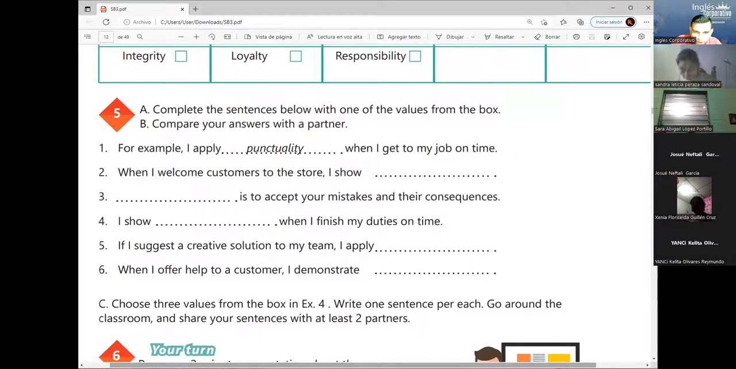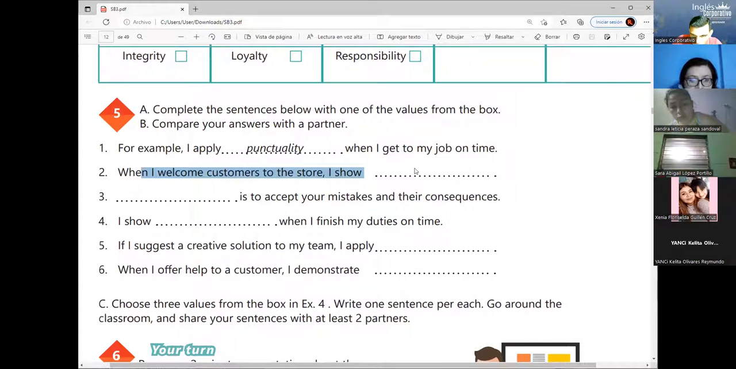this one. For example, I apply punctuality when I get to my job on time. About number two, when I welcome customers to the store, I show respect. Excellent. Number three is to accept your mistake and their consequences. Responsibility. I show efficiency. Excellent. When I finish my duties on time. Cuando termino mis responsabilidades a tiempo.